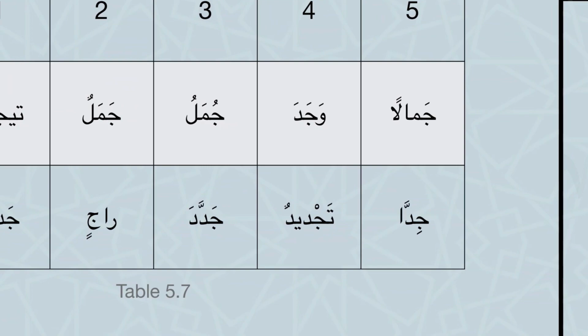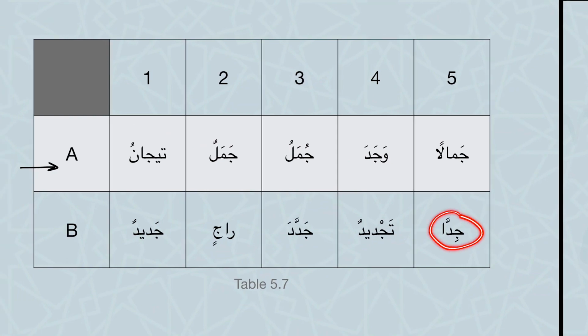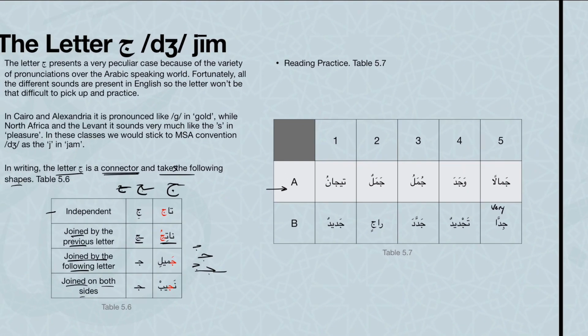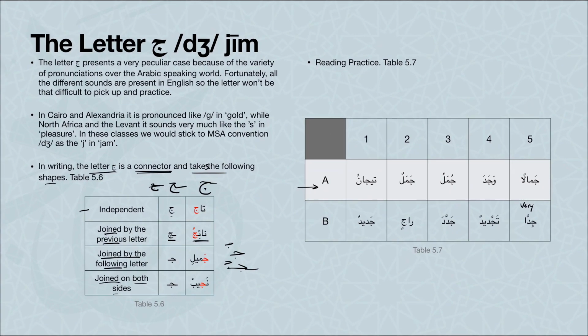Of course, this is one word that you're going to use a lot, which is jiddan, which means very, as in very something. It's okay, Ustad Aziz, it's completely fine. It's still a valid word. Okay, so, any questions about the letter Jim? I think there is none.